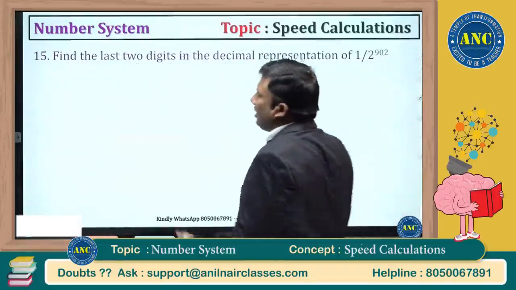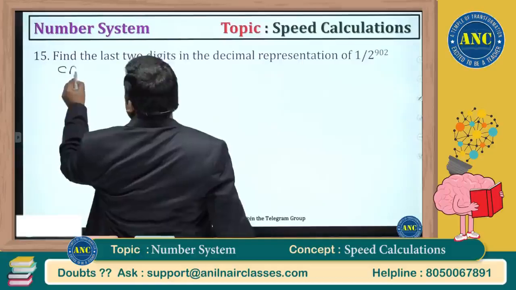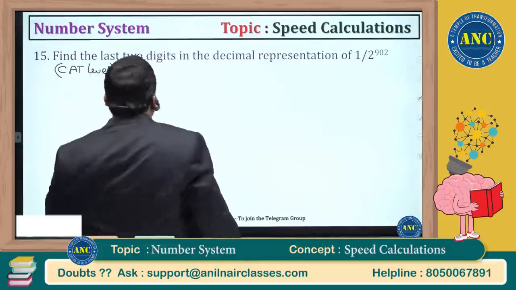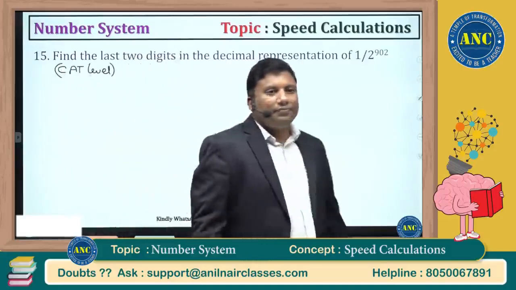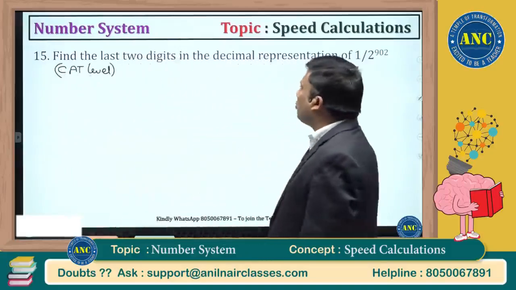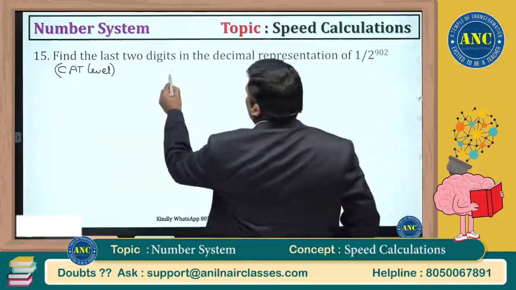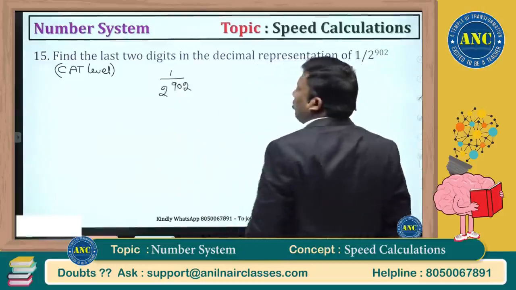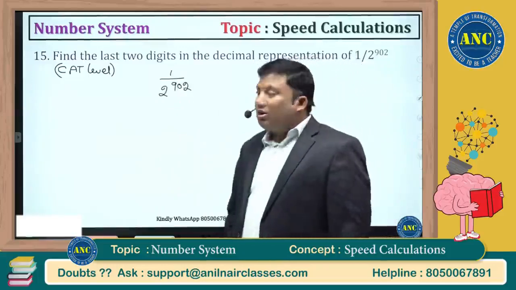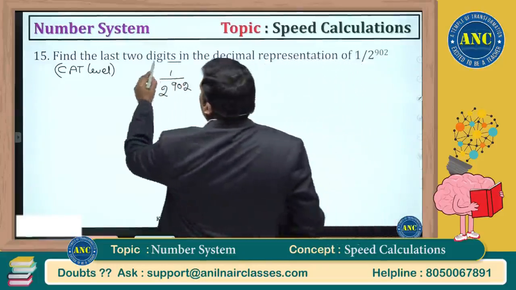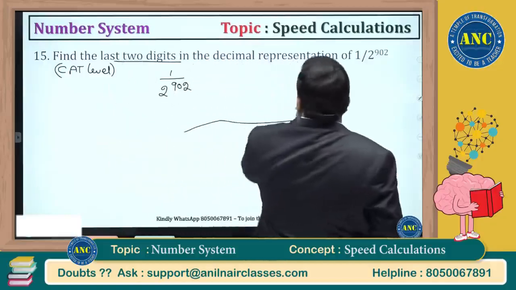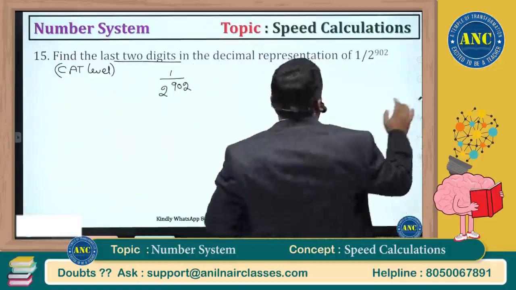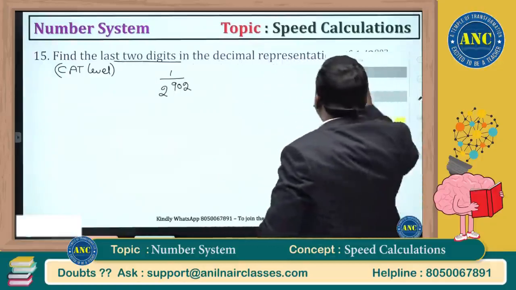Another beautiful CAT level question. As I told you, from basics to advanced level we will discuss. Question is, find the last two digits in the decimal representation of 1 by 2 power 902. I want the last two digits when you write the number in decimal.